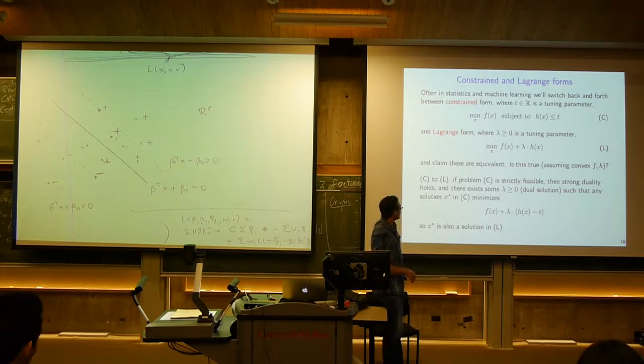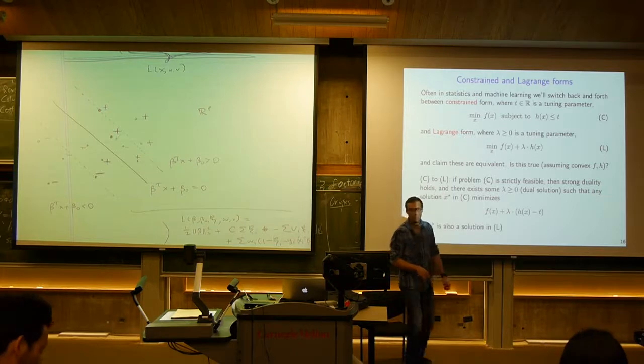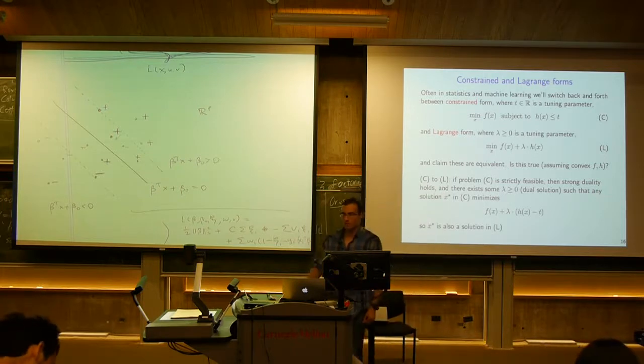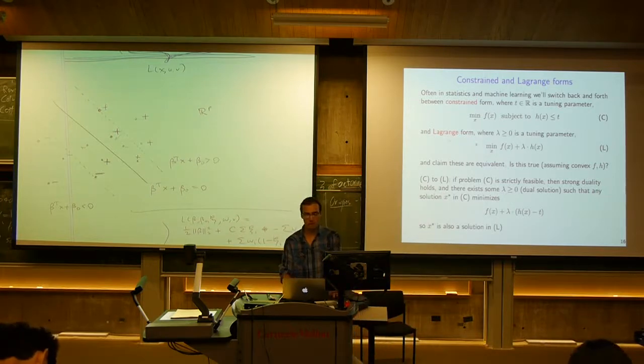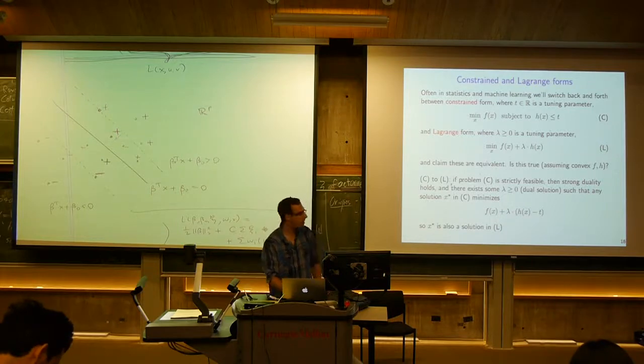So let's actually go both directions. Let's go from the constrained problem to the Lagrange problem. Sometimes this is also called penalized form. So if this problem is strictly feasible, let's assume that f and h are convex. If this problem is strictly feasible, then strong duality holds, right? That's Slater's condition. If I can find an x for which h of x is strictly less than t, then I get strong duality. And that means that there is some lambda.